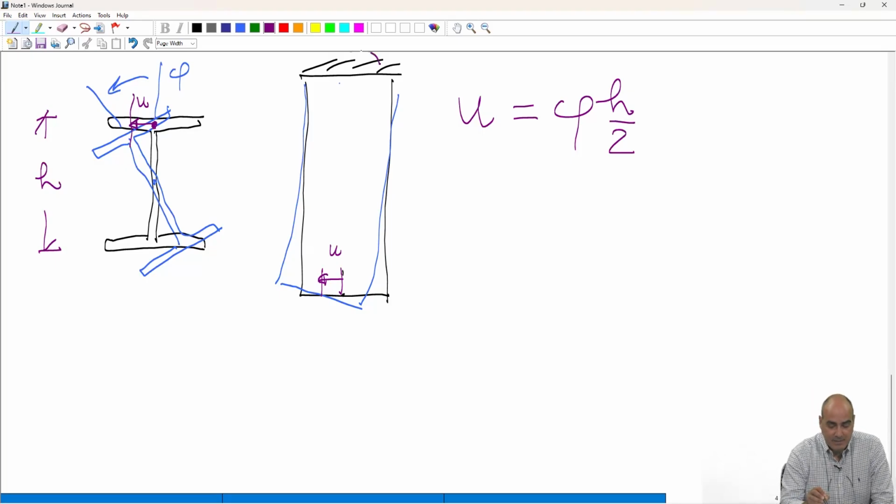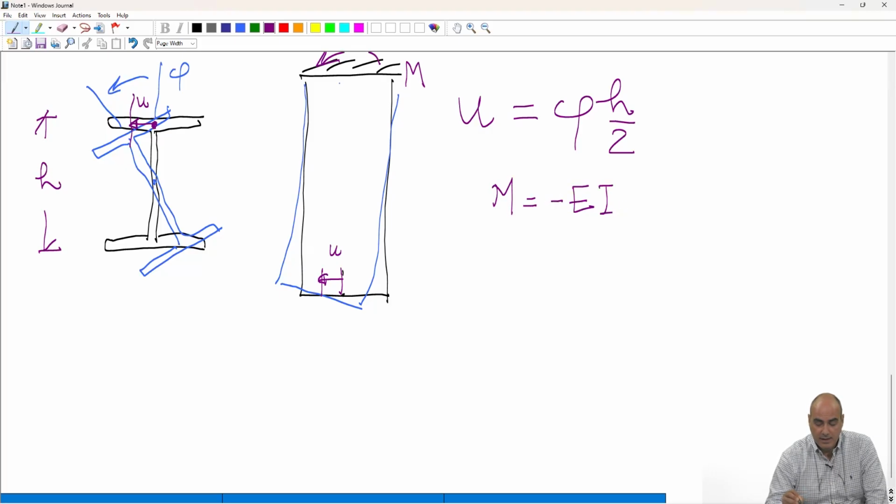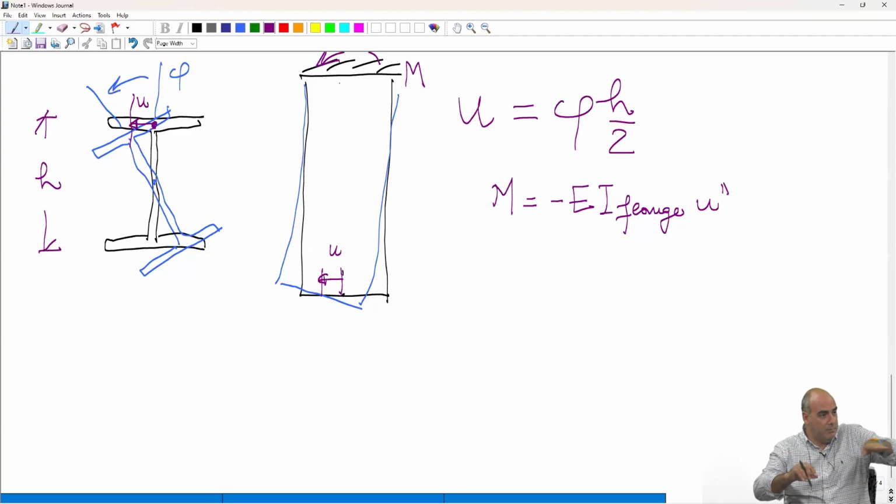And as I said, there is a bending moment here, M. I can say that this M is equal to minus E, the moment of inertia of the flange, times the second derivative of u, since I'm just looking at the flange now. Consider this as a very thin beam, which behaves like a beam by itself. So you consider each flange as a separate beam, and you write the equation of the beam for that.